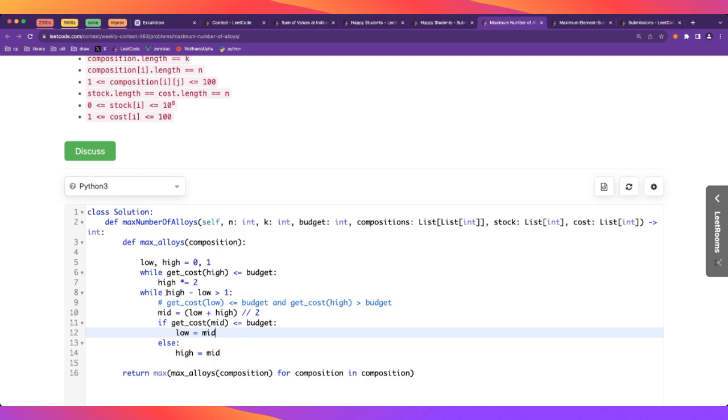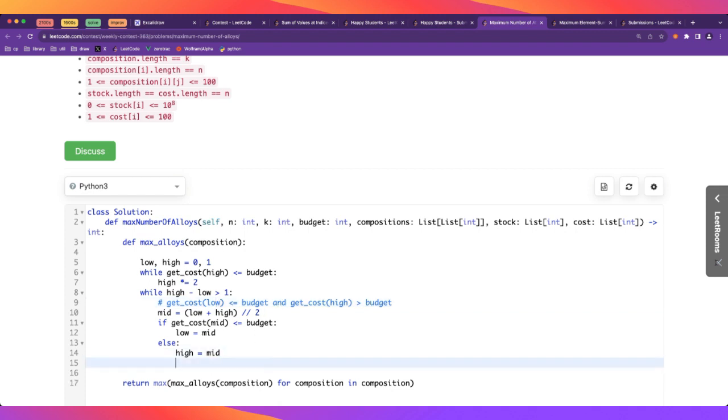And when do we end? When the difference is 1, which means that they will be consecutive, and that means that low is going to be the maximum value for which we haven't exceeded the budget, right? So that is our standard.